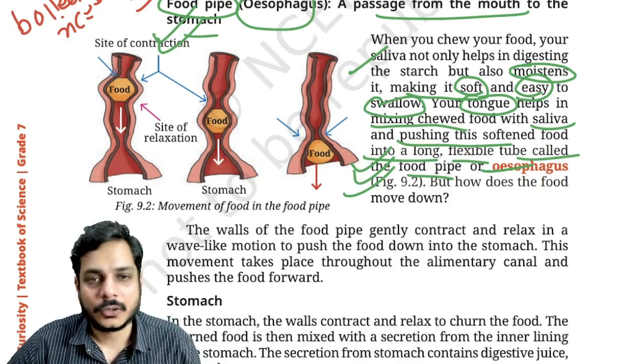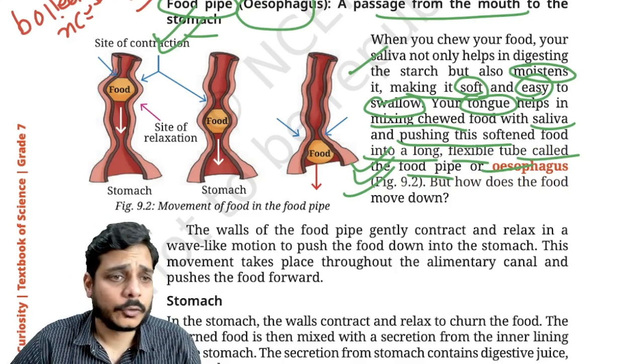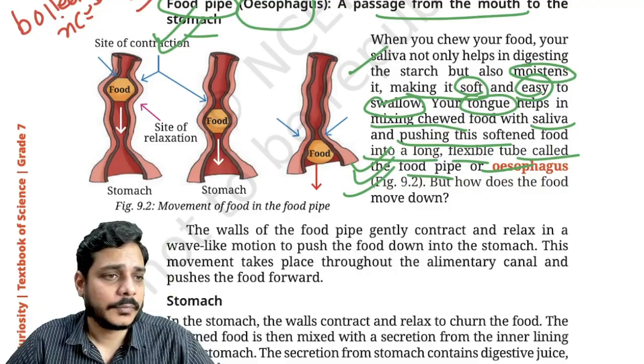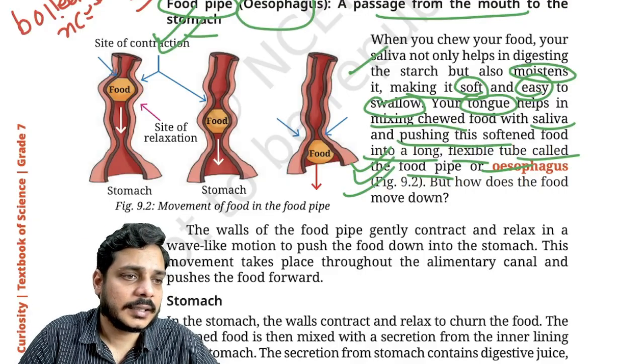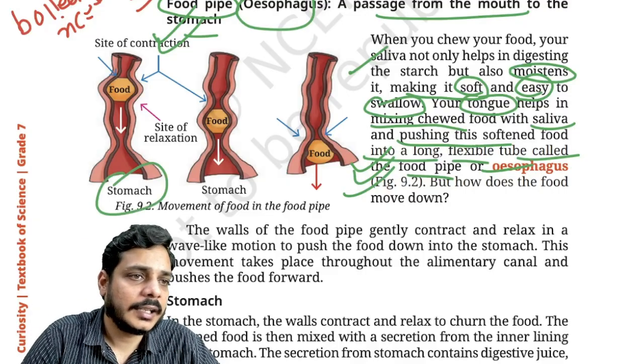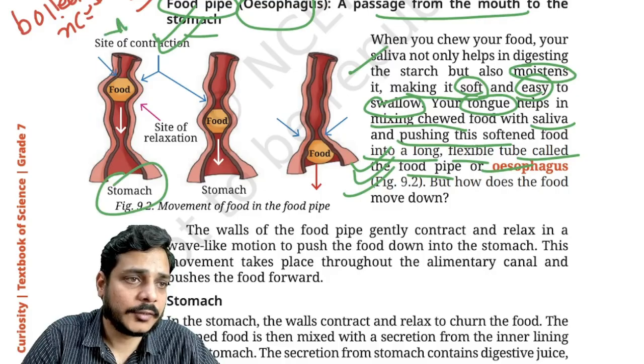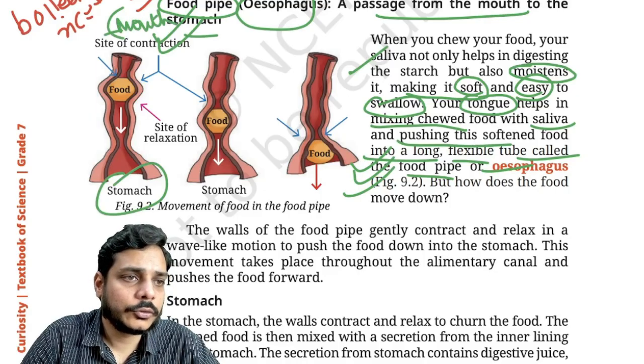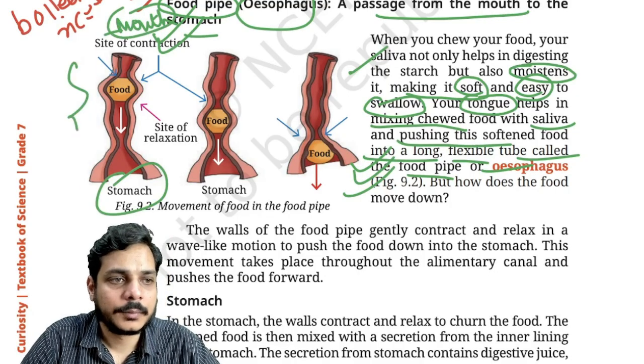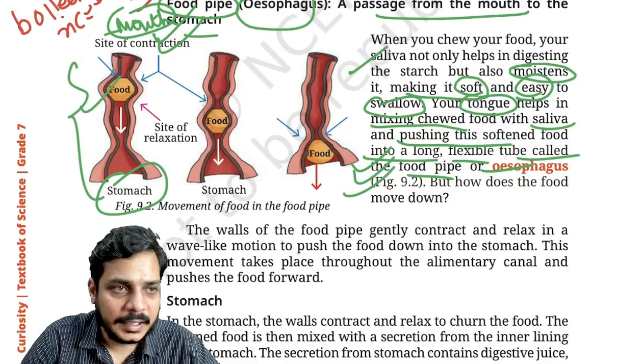All right. Talking about the food pipe, here is the diagram. You can see that this is the stomach. That means it is a site of contraction. Here you will have the mouth. So from the mouth to the stomach, you will have the food pipe. This is the food that is getting ingested.